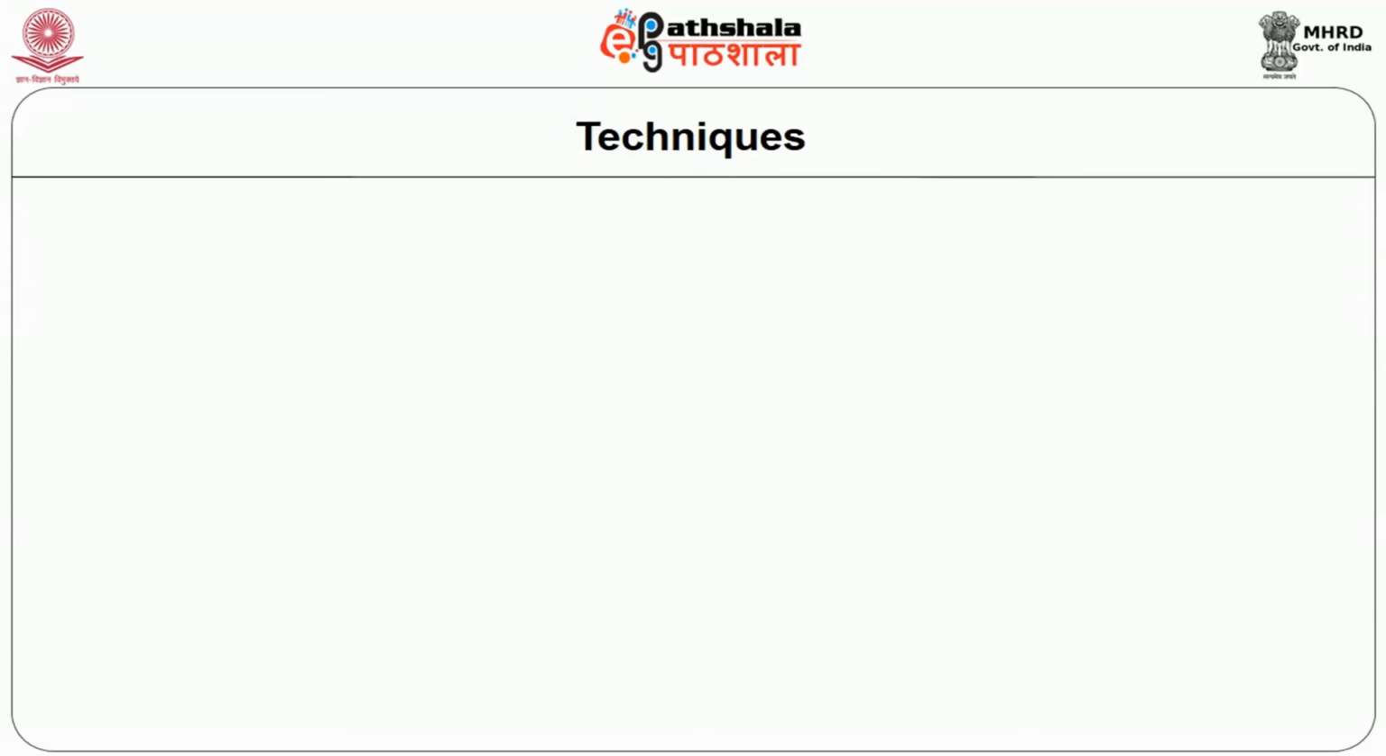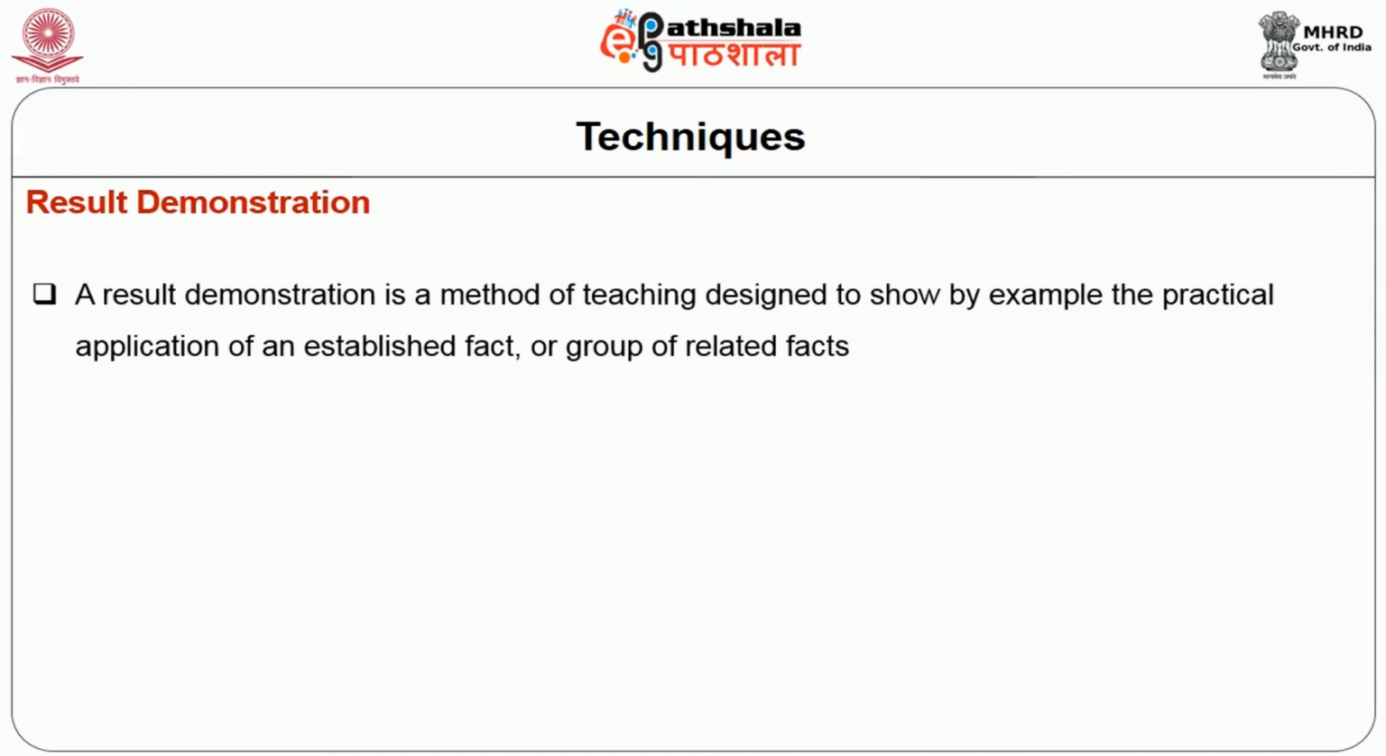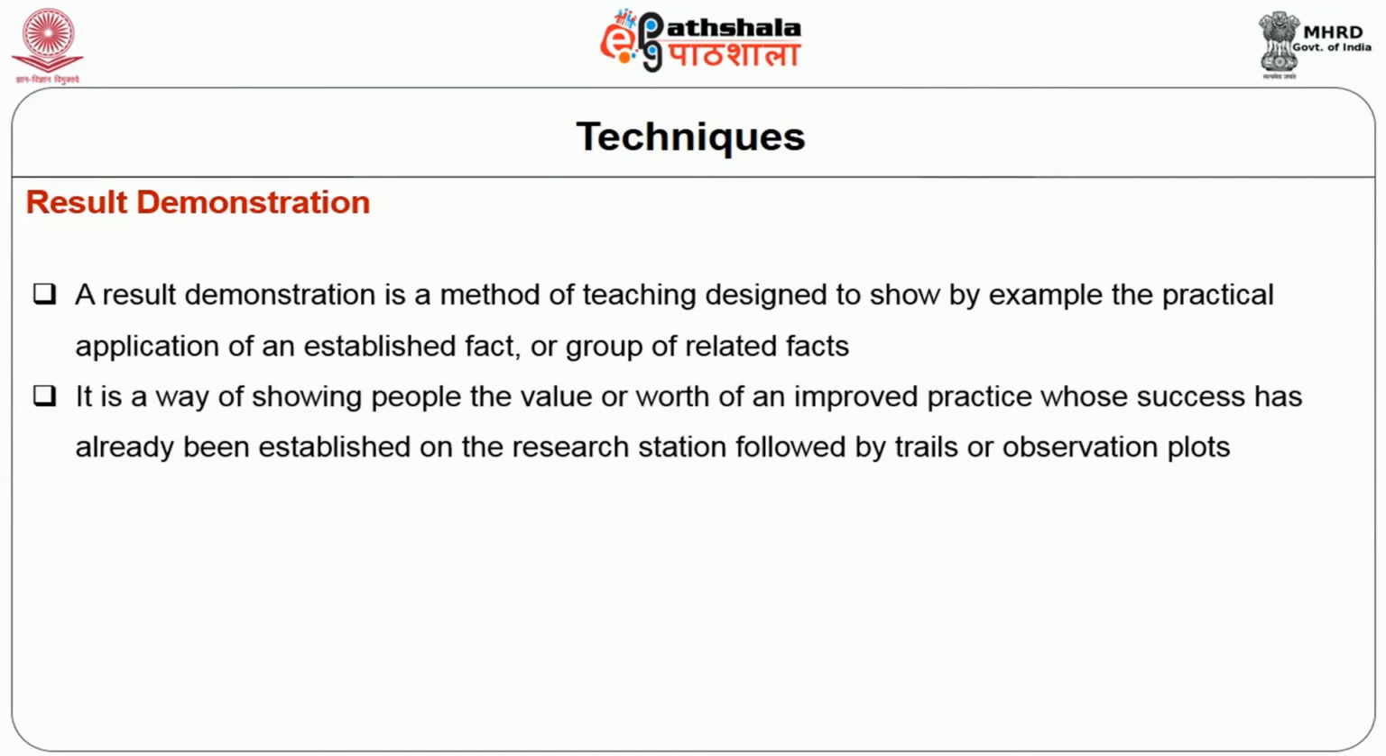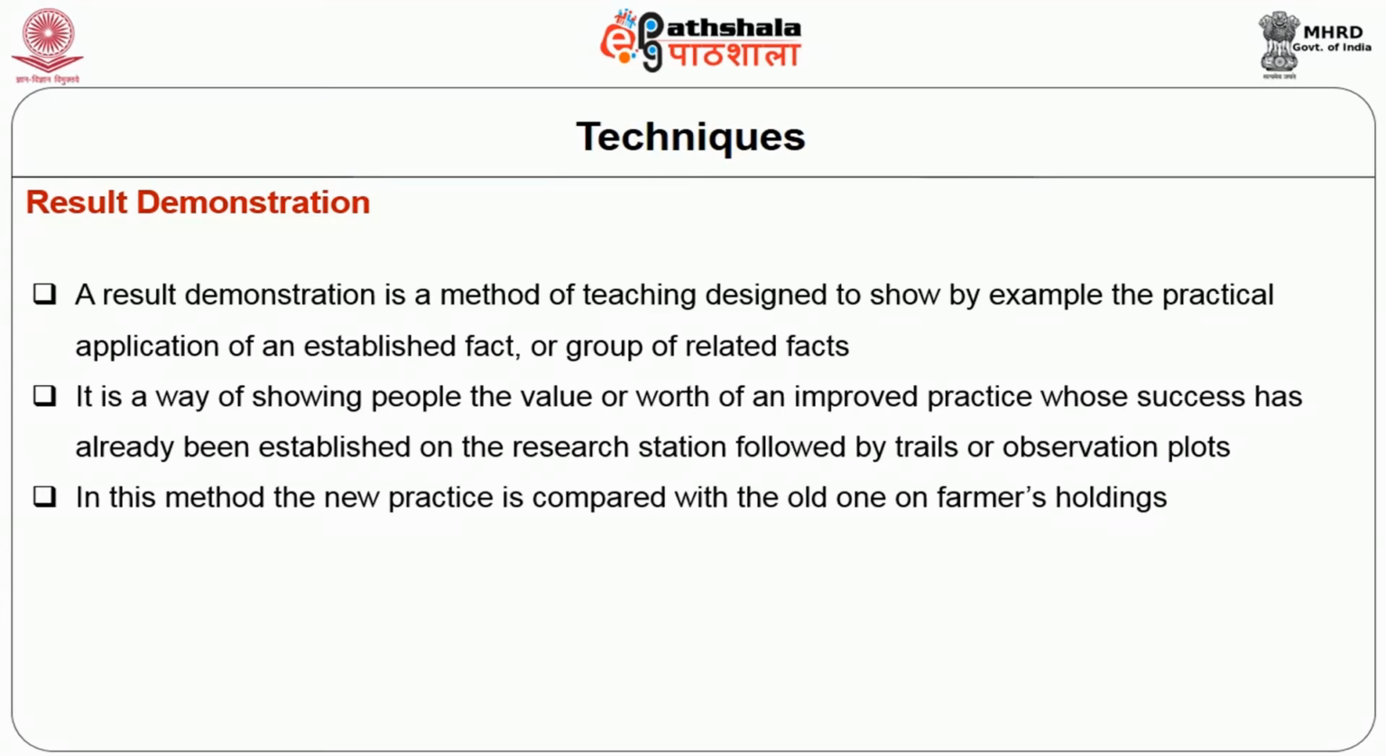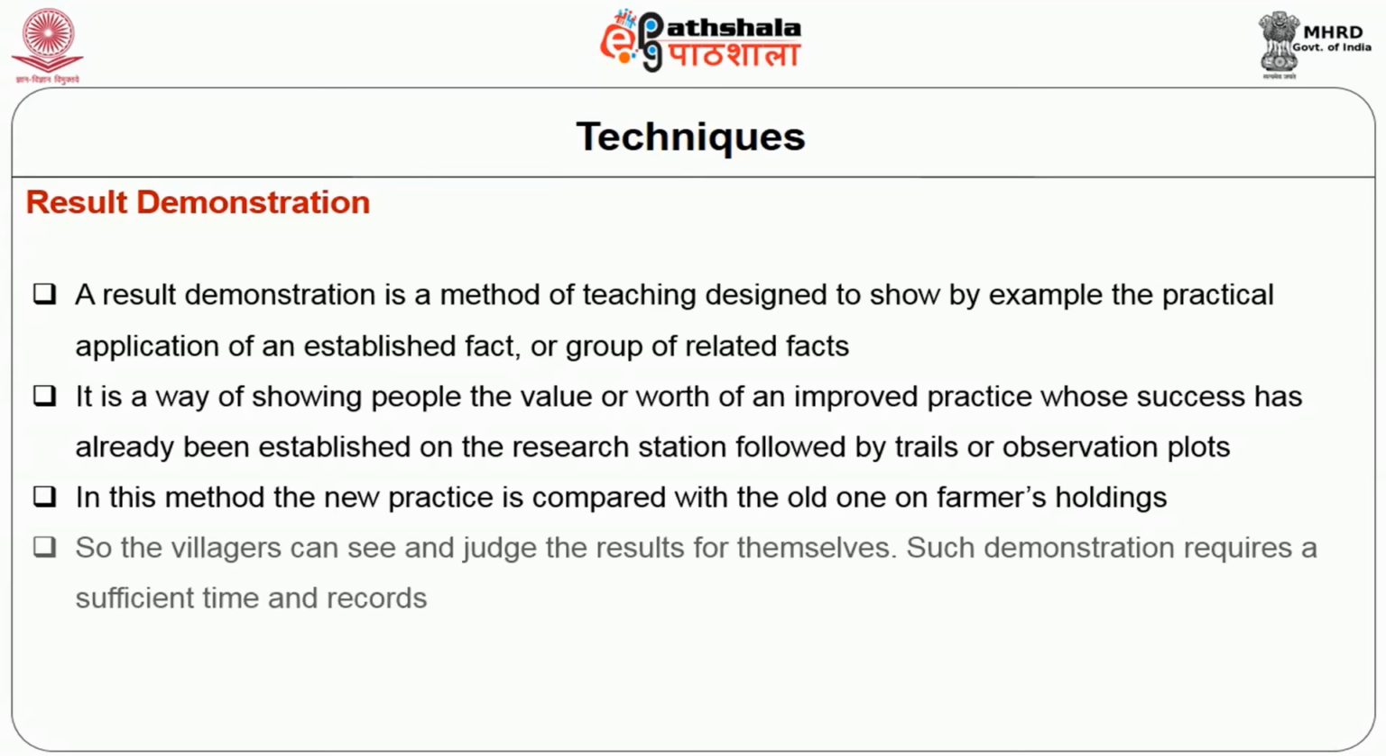Another important method which comes under the individual contact method is result demonstration. A result demonstration is a method of teaching designed to show by example the practical application of an established fact or a group of related facts. It is a way of showing people the value or worth of an improved practice whose success has already been established on the research station, followed by trials or observation plots. In this method, the new practice is compared with the old one on farmers' holdings, so the villagers can see and judge the results for themselves.